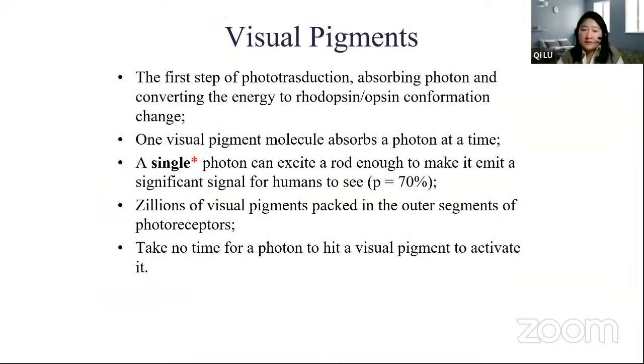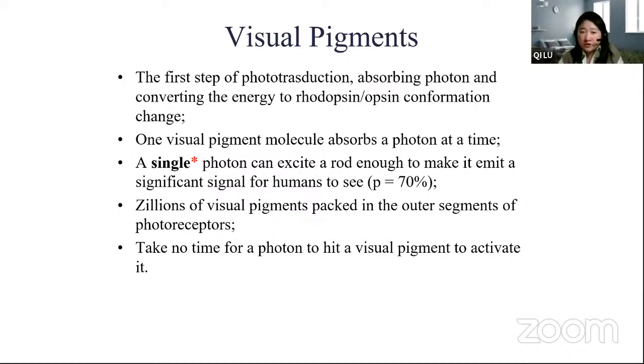Capturing light by the visual pigment is the first step of phototransduction, absorbing a photon and converting the energy to a rhodopsin-opsin conformation change. One visual pigment molecule absorbs a photon at a time. A single photon can excite a rod enough to make it emit a significant signal for humans to see.